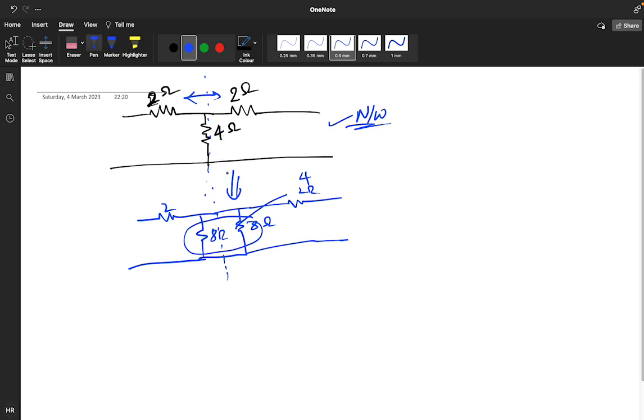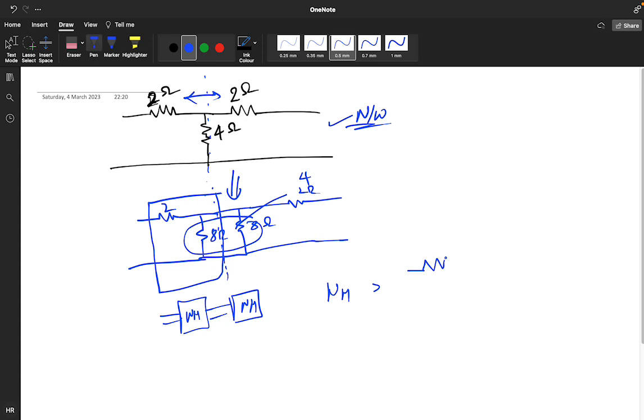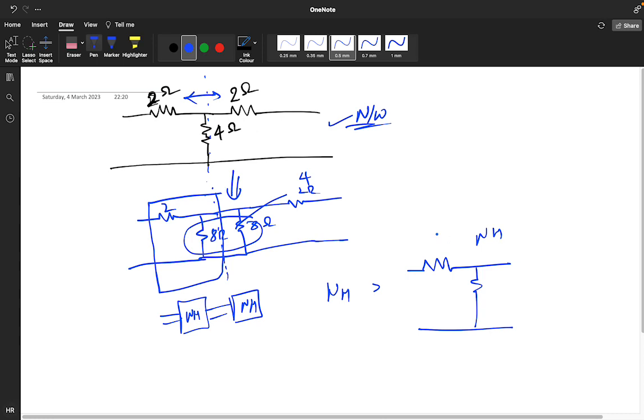Now what you have to do is make the network in two sections. So you are getting two halves, one half network and another half network. So what is the network half? This part is the network half, NH. This is 2, this is 8. So you are assuming this is V1, this is I1, this is I2, and this is V2.